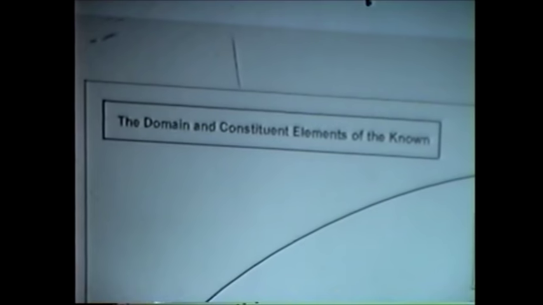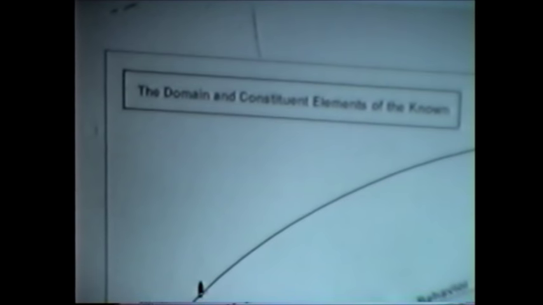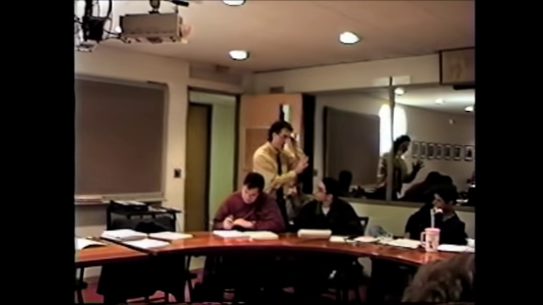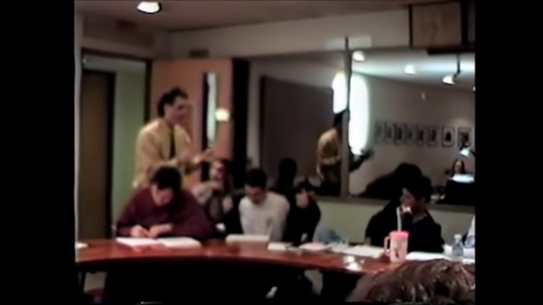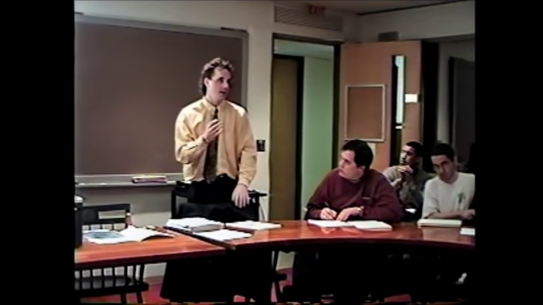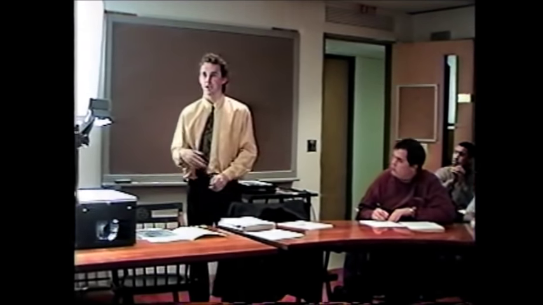You said, I put up there the domain and constituent elements of the known. Well, I think that's kind of an odd title for a diagram like this, but I would say that from the perspective of the regulation of emotion, a story about where you are and where you'd like to get to and how you're going to do that, that is what you know. So remember, we're not in the domain of facts here, construed from the scientific perspective. We're in the domain of wisdom, of behavioral knowledge. And what you know is where you are, where you want to be, and theoretically how to get there. I'll explain this in some more detail later.